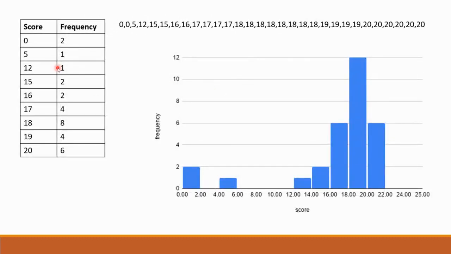But this is an example. Let's suppose we had this frequency table, and we want to make a histogram. What we have to do is list the data according to frequency. You have 0 listed twice, 5 you list once, 12 you list once as well, and 15 you list twice. And you keep on doing this with all the data.